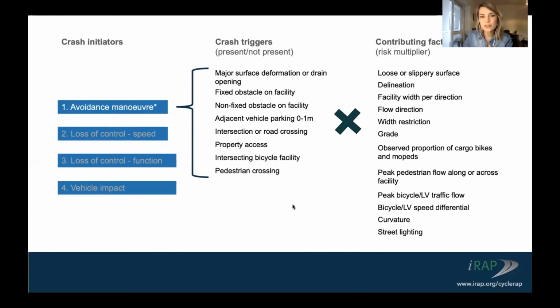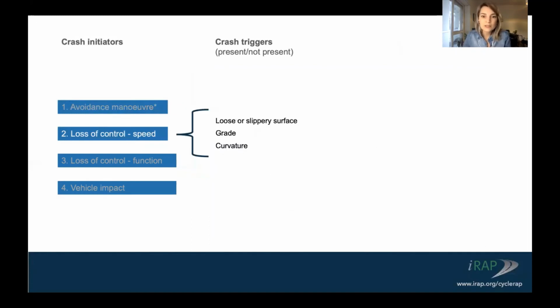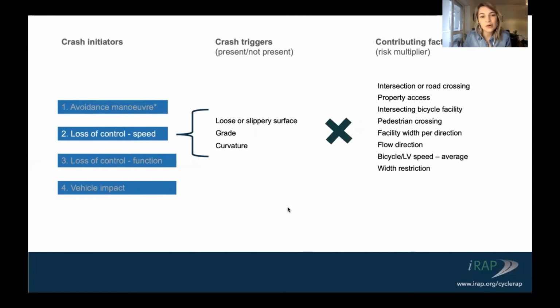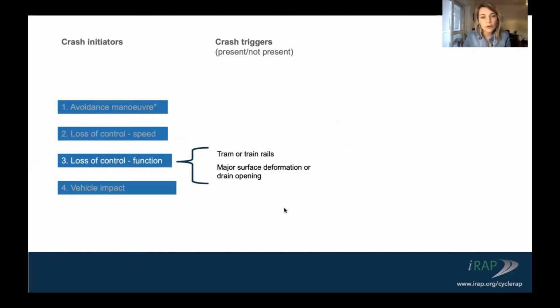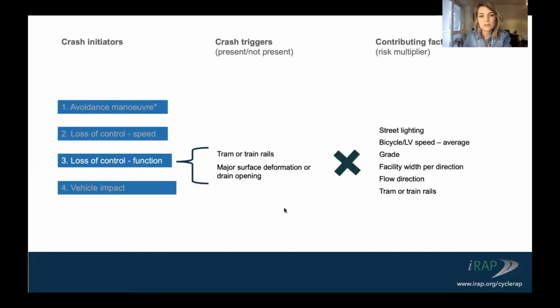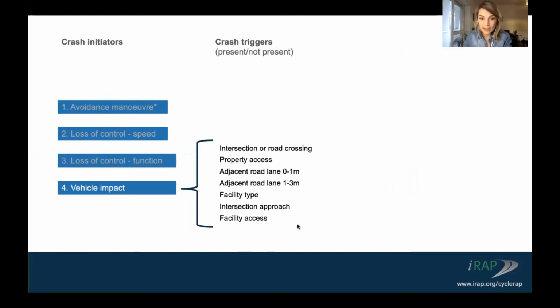So avoidance maneuver is probably one of the more complex ones. The loss of control speed is more straightforward and only includes a few triggers and a few contributing factors. For loss of control function, you need something in there that can catch the bicycle wheel, and you have things that make you less likely to avoid that in the first place or make it more likely that the crash will happen. And then the vehicle impacts.